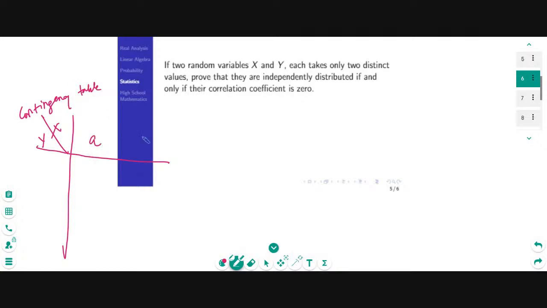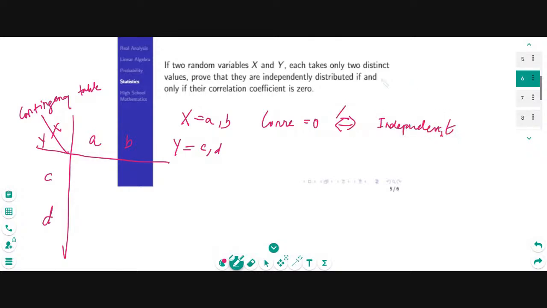Let's say X takes values A and B, and Y takes values C and D. Try to understand this, be very careful. X takes values A and B, and Y takes values C and D. Now understand this very carefully. What do we require to find? Correlation 0 if and only if independent.